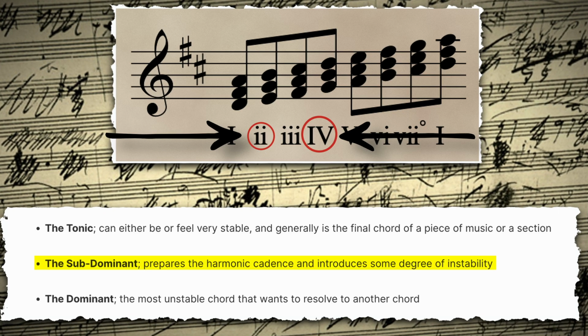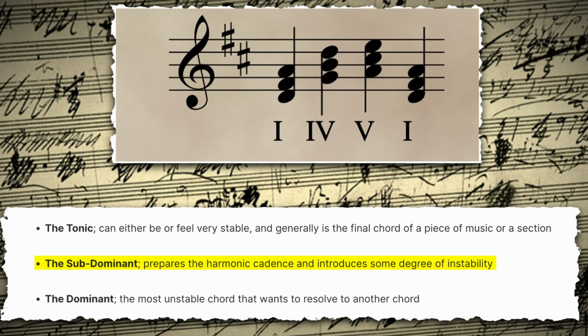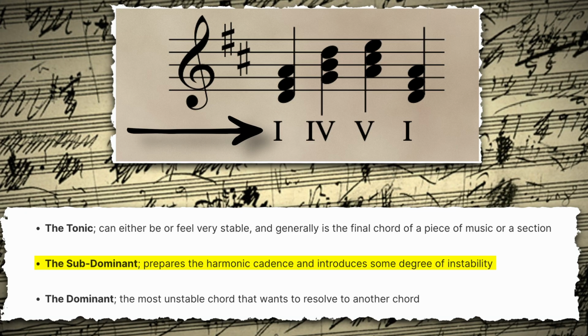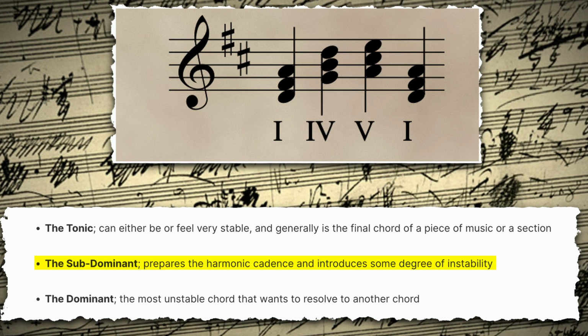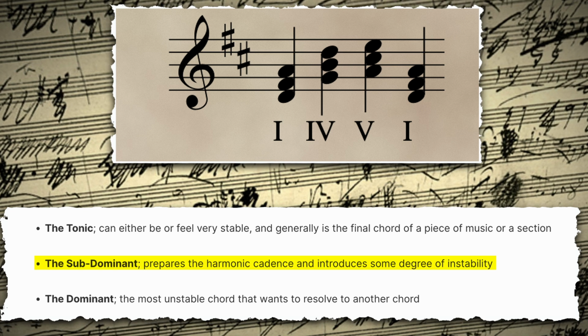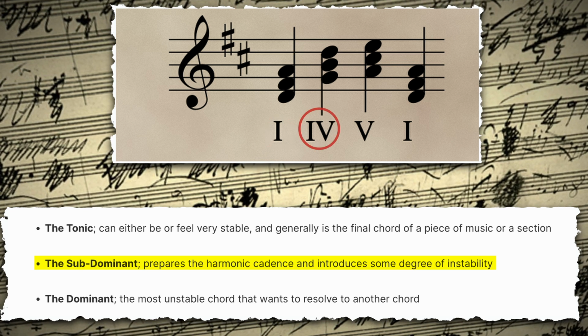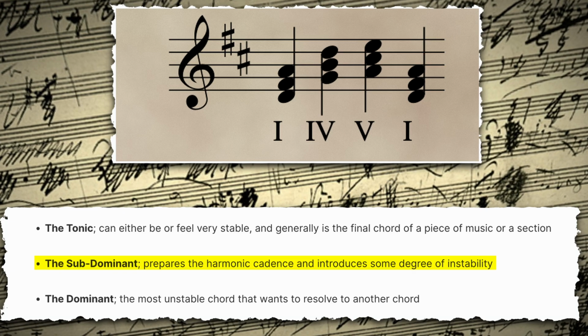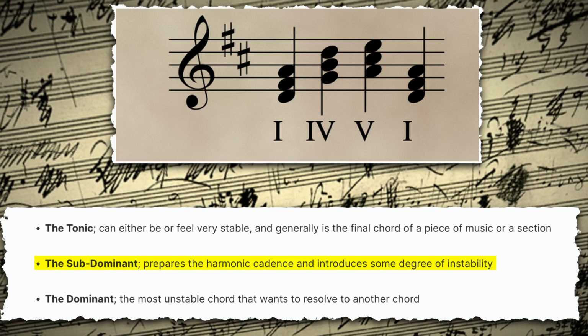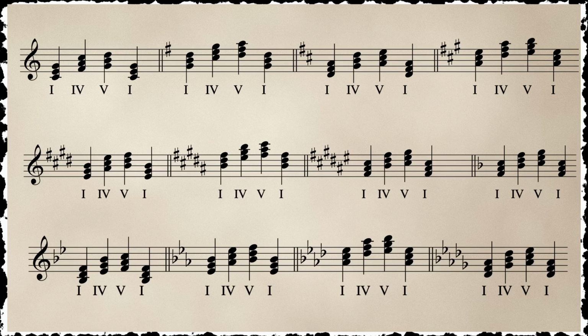Probably the most common chord progression in all of music, the 1-4-5-1 progression, contains a tonic moving to a subdominant and then back to a tonic chord. In D major, that's D, G, A, D. D is home, G creates motion, and A creates tension. Here's what that would look like in every key.